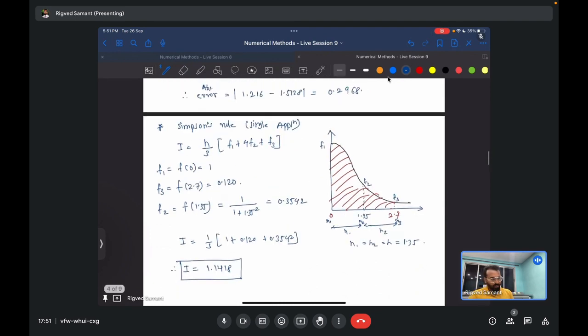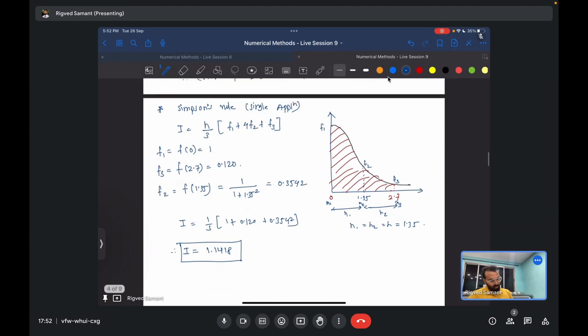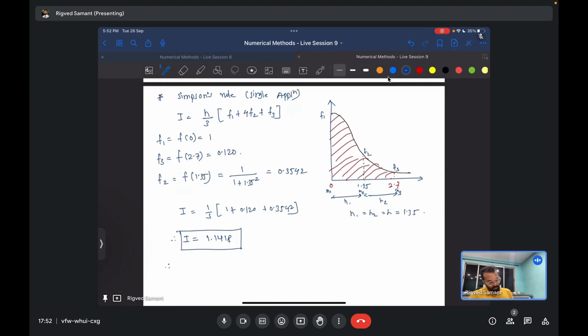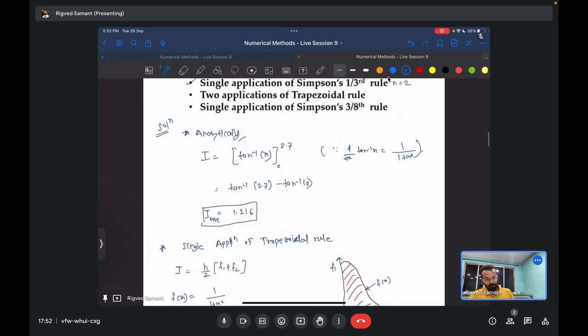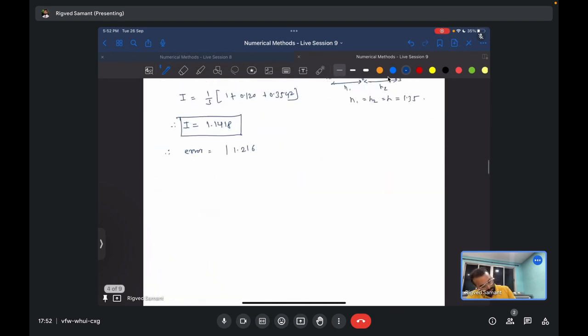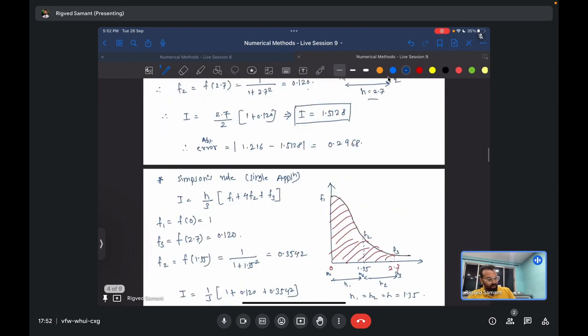So if you calculate this answer, you will come out to be 1.1418. So if you see, let's see what is the error now. Error is 1.216, that is your true value that you have got here, right? Minus 1.1418. So error is now 0.0741. So it's reduced down by a factor of 10, right?